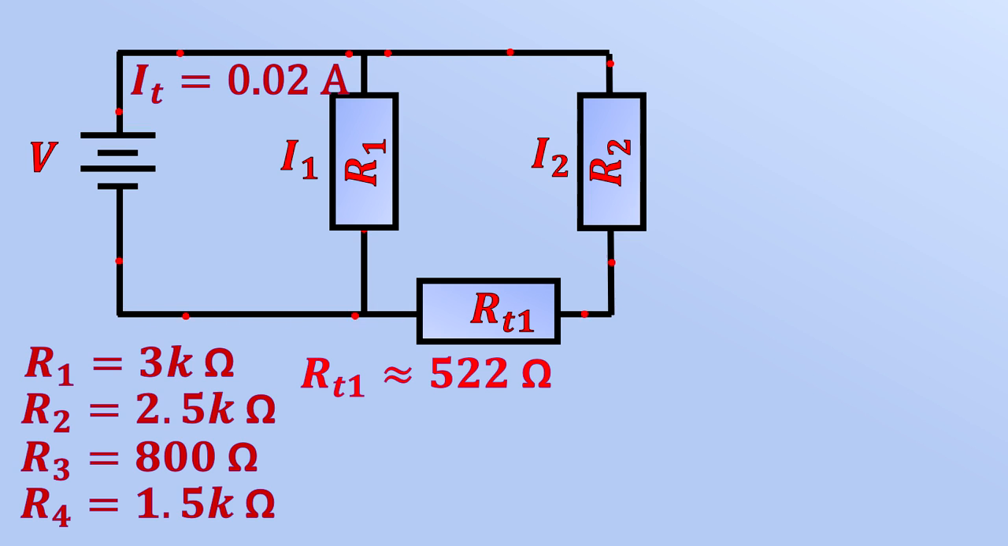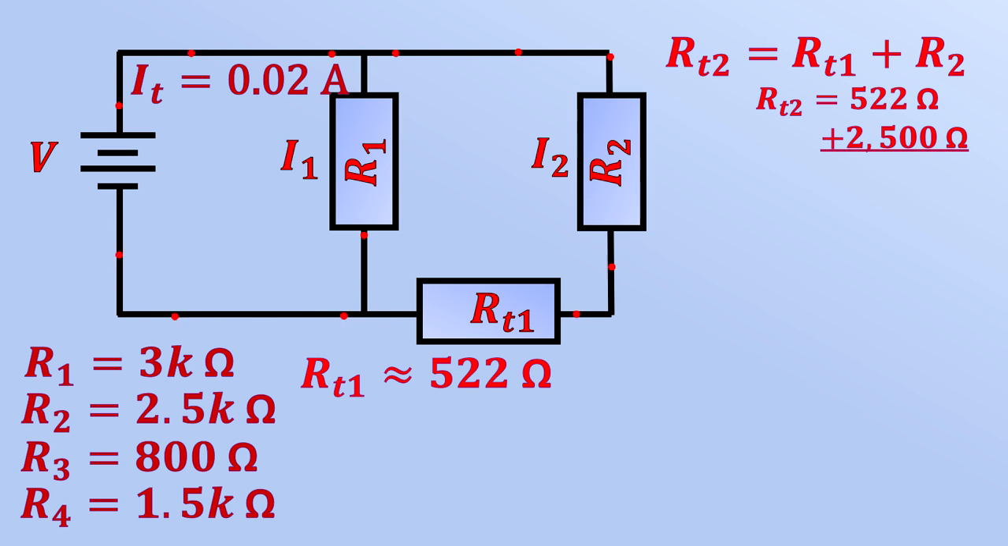Now my RT1 and R2 are in series, so I just add those together to get the total resistance for that branch of the circuit. So when I have my 522 ohms plus my 2,500 ohms, I get 3,022 ohms of resistance for that branch of the parallel circuit.